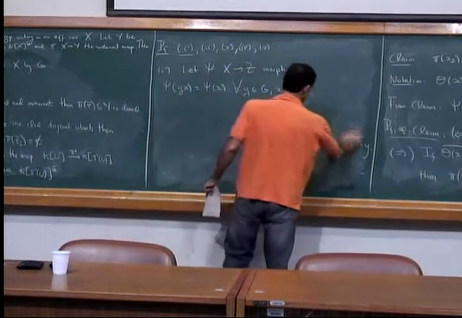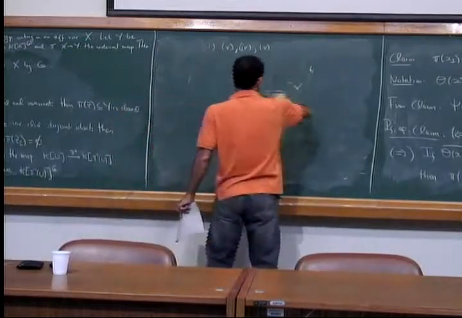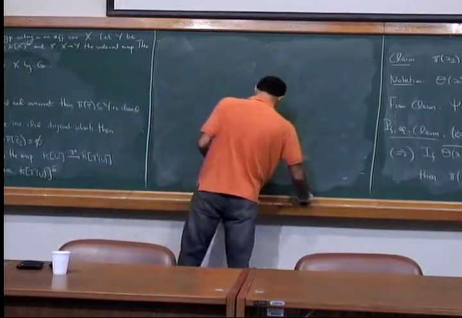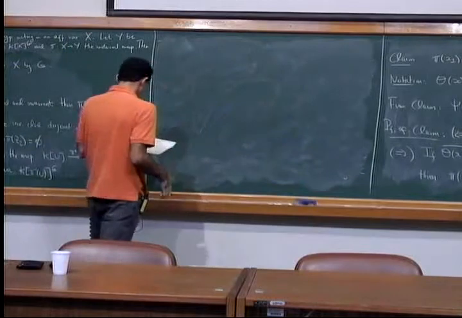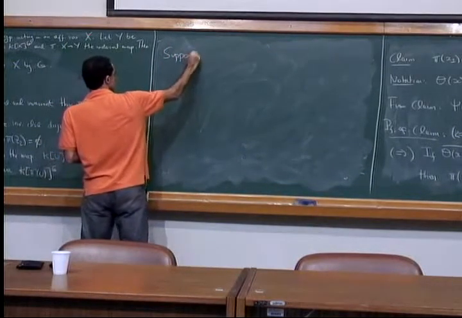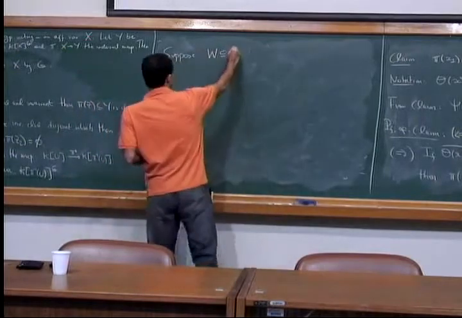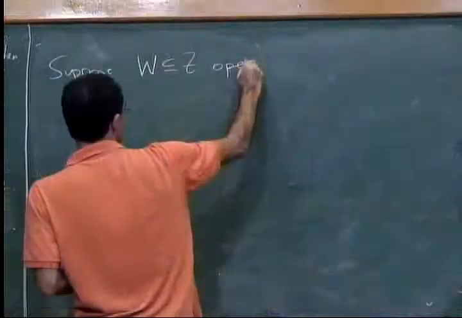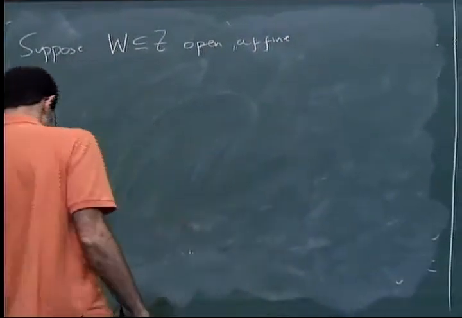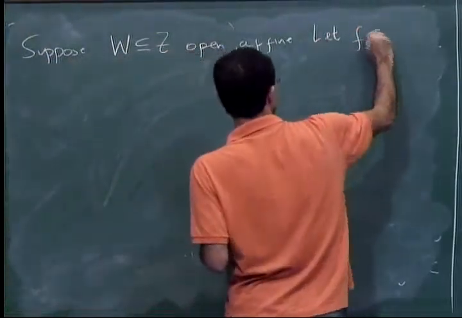And now, to show that it's a morphism, we're going to show that by composition, it takes regular functions to regular functions. That's enough. So suppose now that the W that I put there is open, and besides open, it's affine. And let's consider a regular function there.